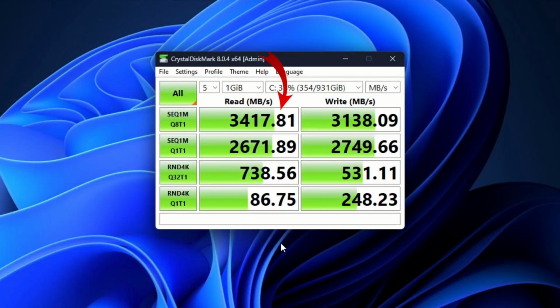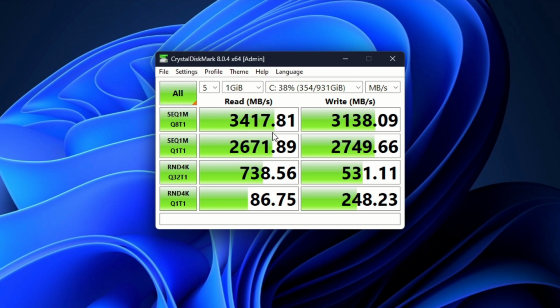We've got a read speed of 3,417.81 megabytes per second. So really happy with that speed. And the write speed is 3,138.09 megabytes per second. So that read speed there is really close to what it says on the box of 3,500 megabytes per second.